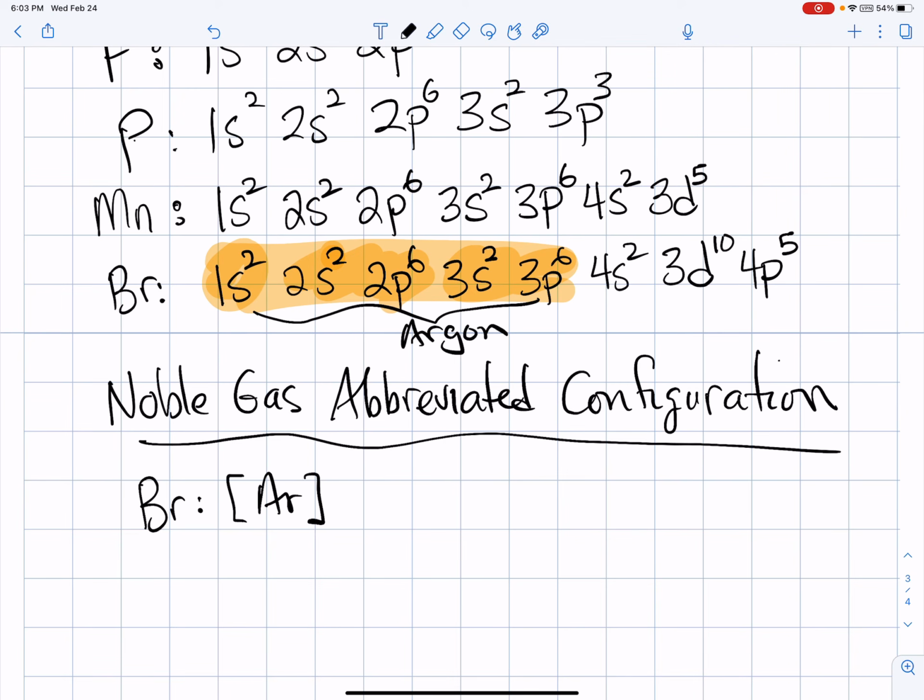Then we just add on the last bit. We add on the 4s2, the 3d10, and the 4p5. So there's the abbreviated configuration for bromine.